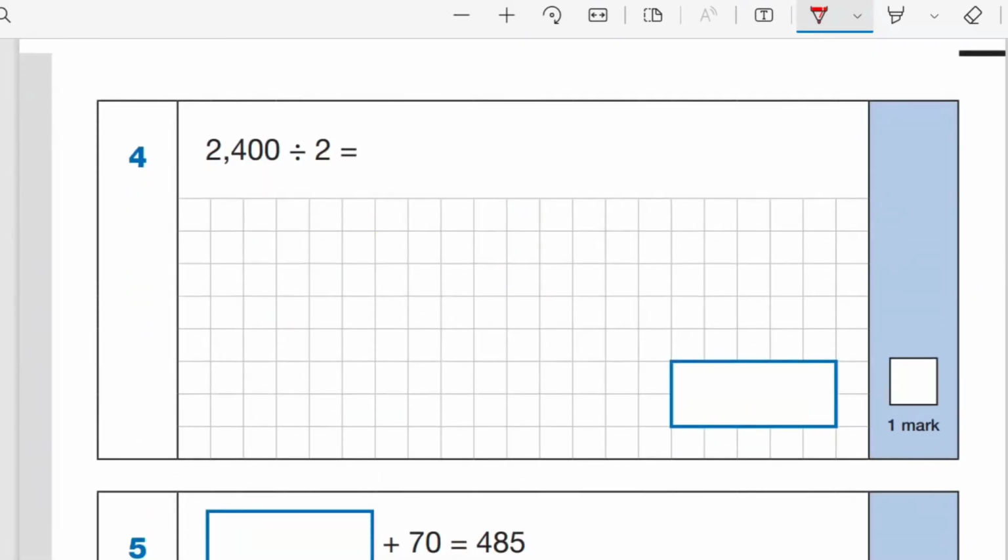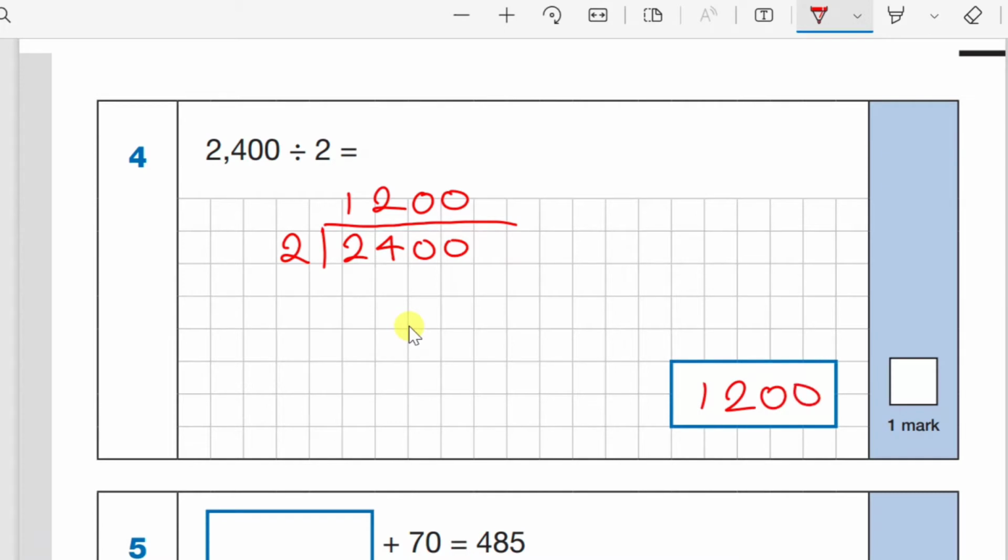Number 4, 2,400 divided by 2. So when you got questions like this, always use the bus stop. So you've got 2 here, start your bus stop like that and put 2, 4, 0, 0. And then we ask ourselves, how many times does this 2 go into that 2? Well, it goes exactly once. How many 2's go into 4? It goes exactly twice, so there's no remainder. How many 2's go into the zeros? Well, nothing each. So our final answer is 1,200.